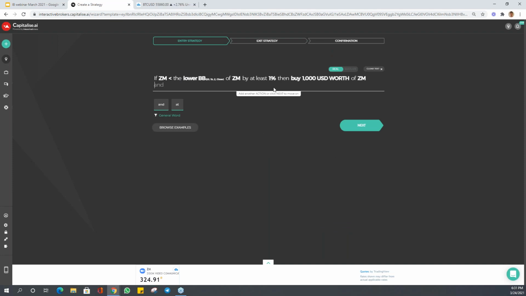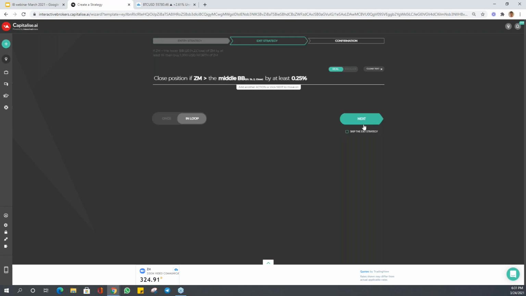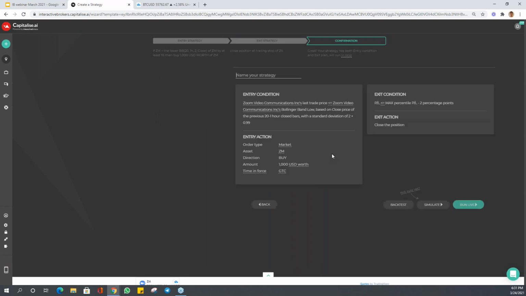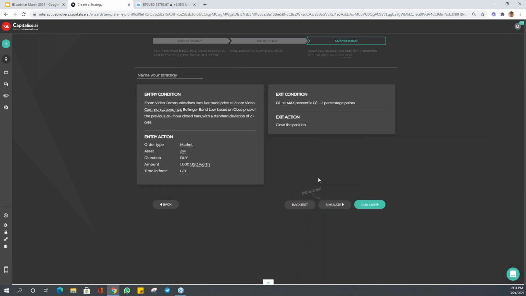And we're going to keep the entry as is. We're going to click next. And we're going to change the exit. This time, instead of using the indicator itself, we're just going to go close position at trailing stop of, let's say 2%. Very simple. It's going to trail from the highest point it reaches. We're going to click next, and we're going to click backtest.